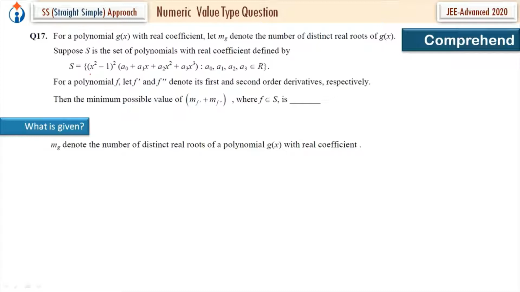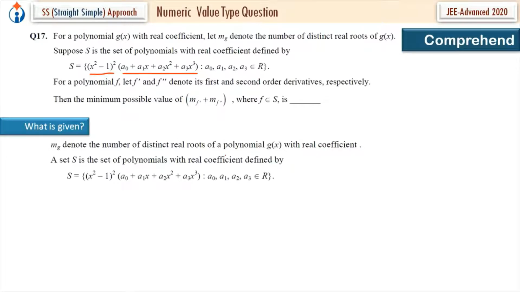Now what is this? All possible polynomials with real coefficients, and it is (x² − 1)² multiplied by (a0 + a1x + a2x² + a3x³), where a0, a1, a2, a3 belong to the set of real numbers. So this is given, all polynomials like that.